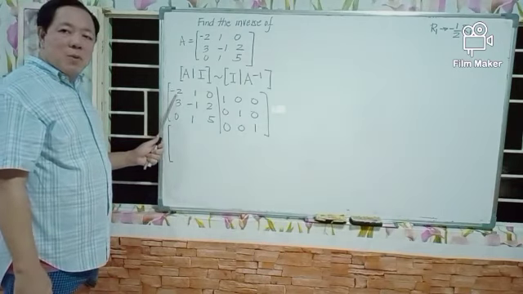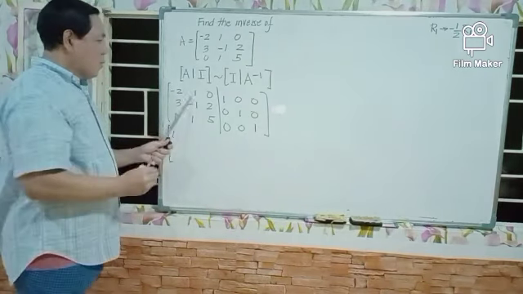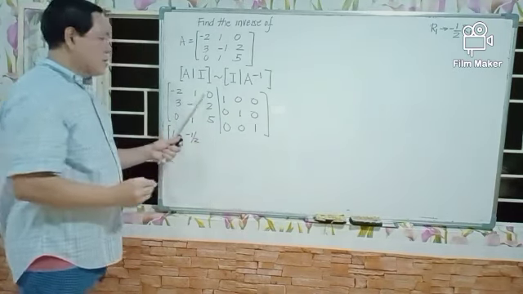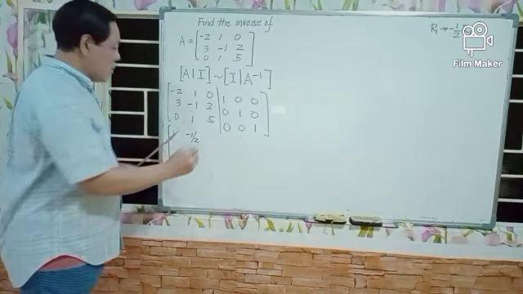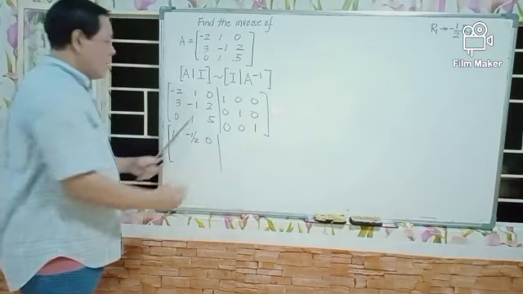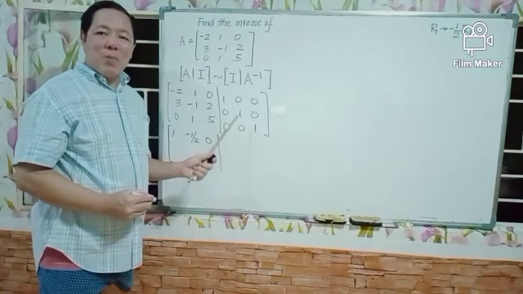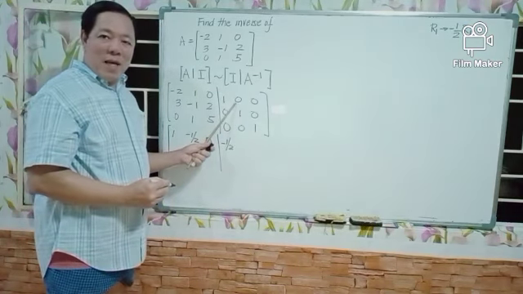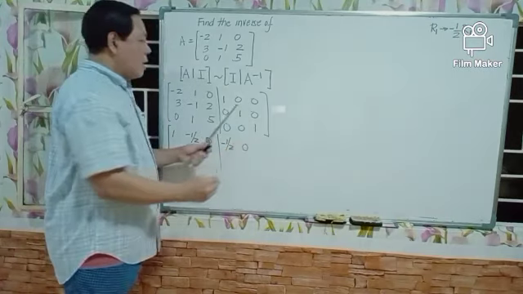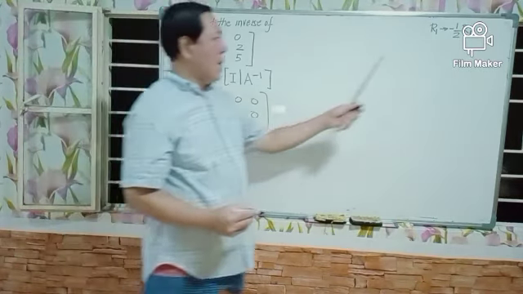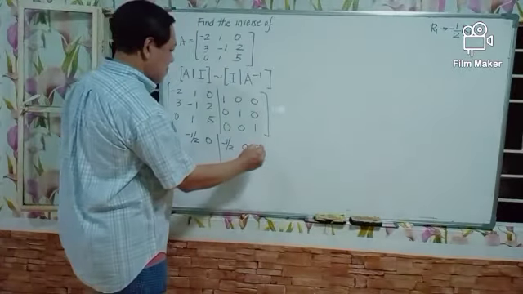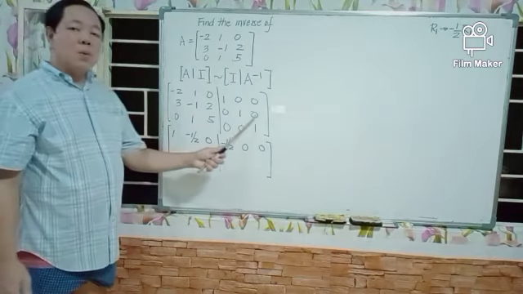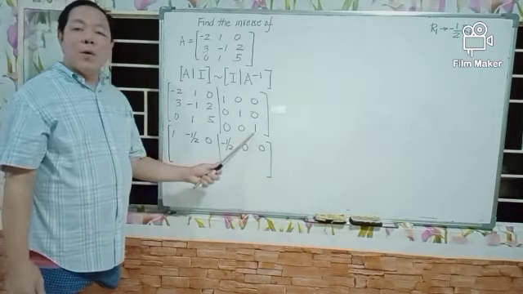Negative 2 divided by negative 2 is 1. 1 divided by negative 2 is negative 1/2. 0 divided by negative 2 is 0. 1 divided by negative 2 is negative 1/2. 0 divided by negative 2 is 0. 0 divided by negative 2, or 0 multiplied by negative 1/2, is 0. And the entries of row 2 and row 3 are the same.